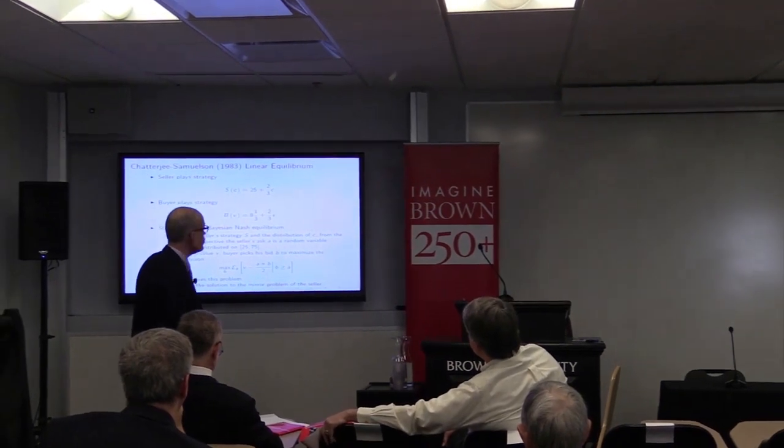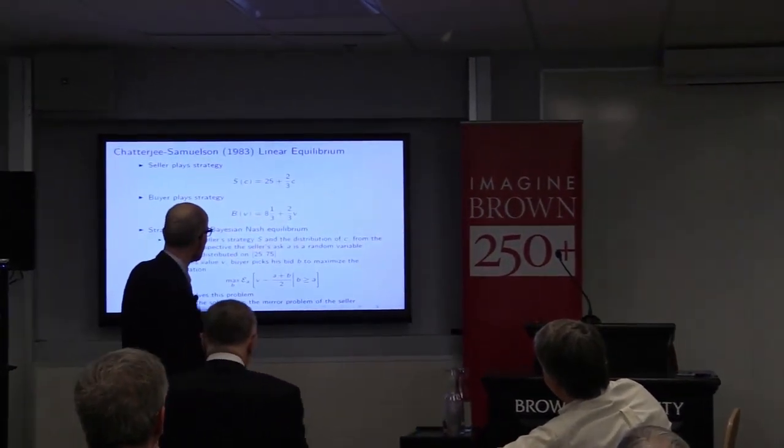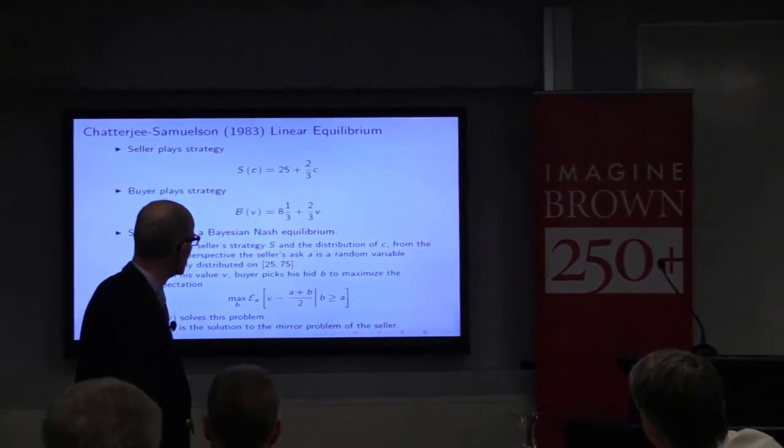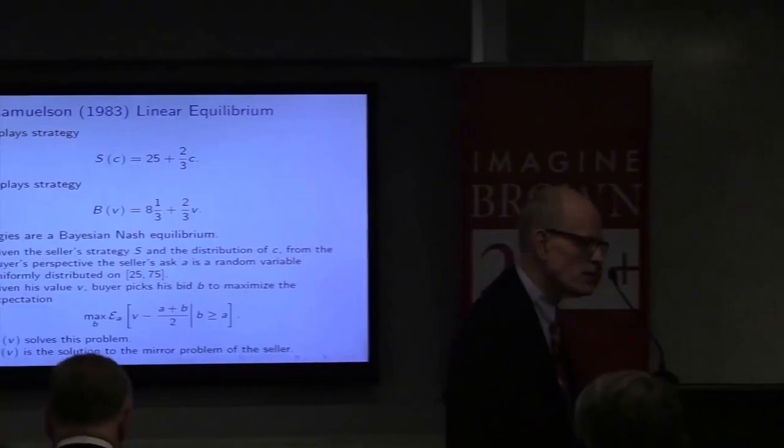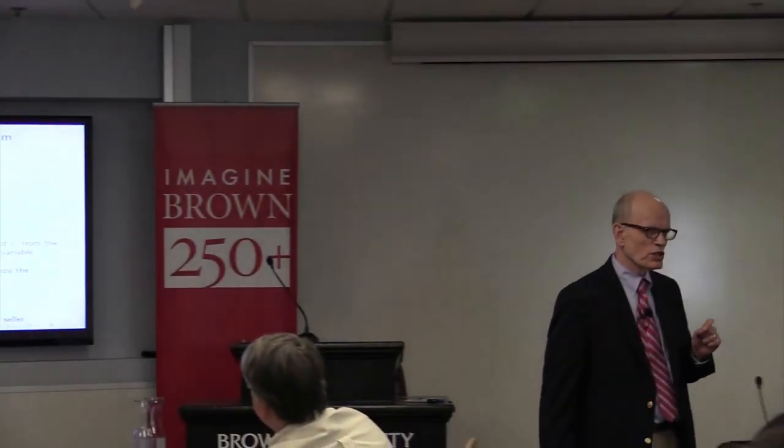Let's talk about it; the formula is easiest for the seller. So, if my cost is 75, what am I going to ask? Well, 2/3 of 75 is 50. Added to 25, I'm going to ask for 75. I'm going to ask for my whole cost. Now, I'll explain why that comes back.